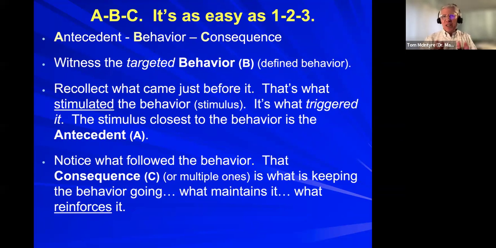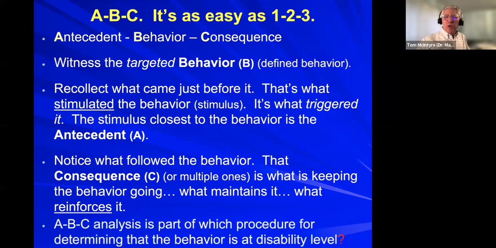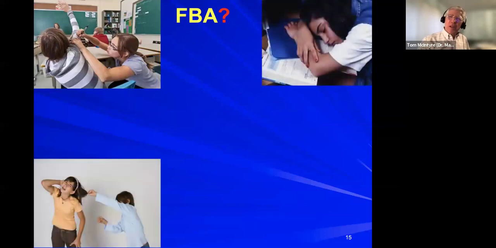And you'll be identifying a behavior. And in one of the situations where it happens, you'll report what came before it, what came after it, an ABC analysis. And that's part of a procedure for figuring out whether a kid has a disability in the area of behavior. So I want you to summon up the ghosts of SPED 700.5. What does FBA stand for? That process for determining whether a student has a disability in the area of behavior?